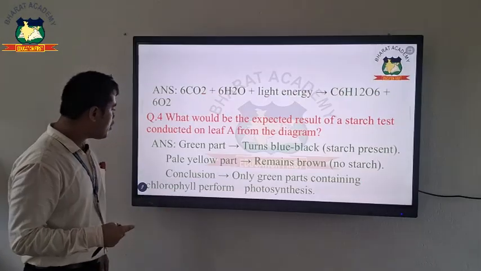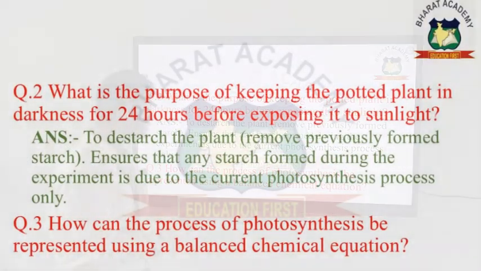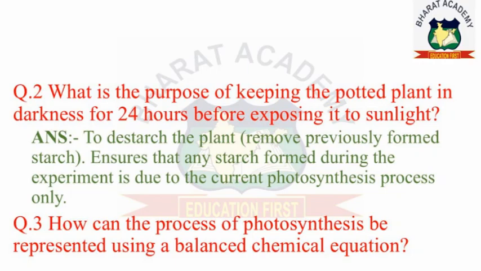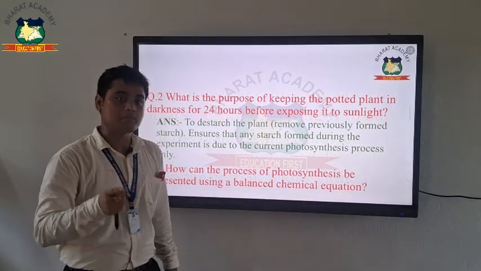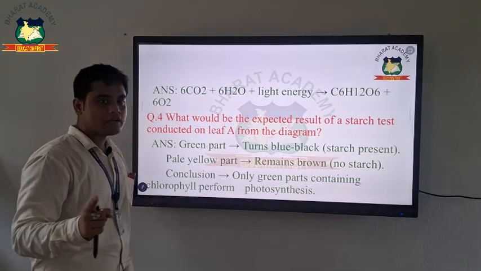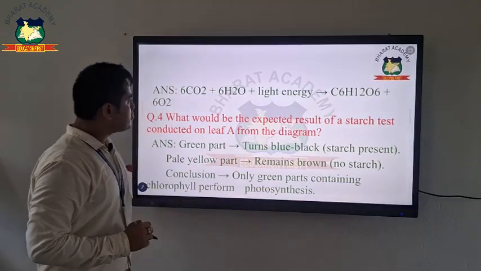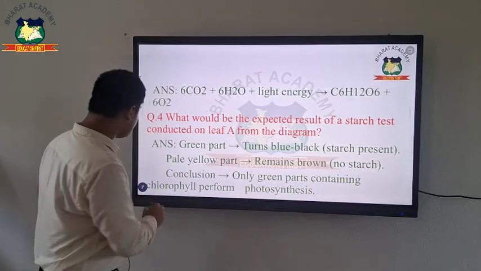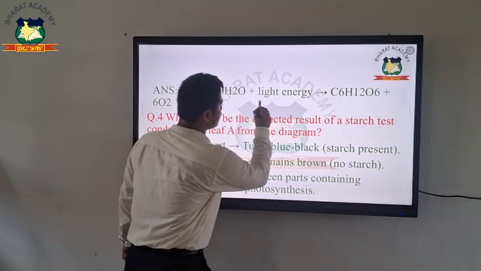Question number 3. How can the process of photosynthesis be represented using a balanced chemical equation? Now this is a vital question where students make mistakes. What kind of mistake do they make in their examination? Like I make a mistake intentionally, I do not show any kind of arrow. You have to give a proper arrow.